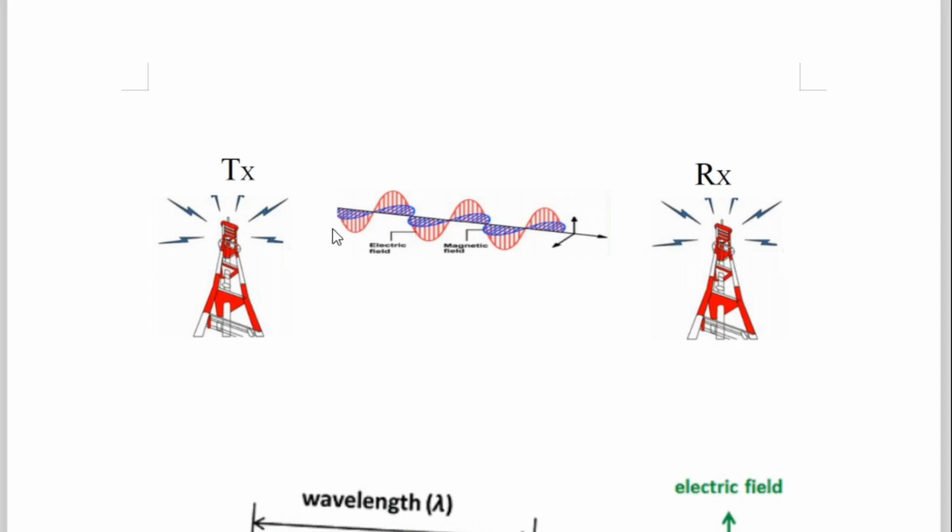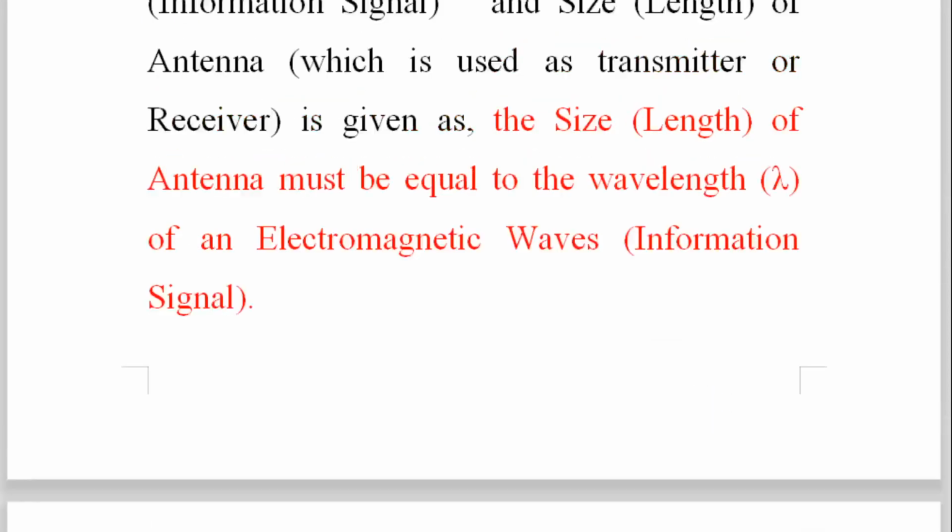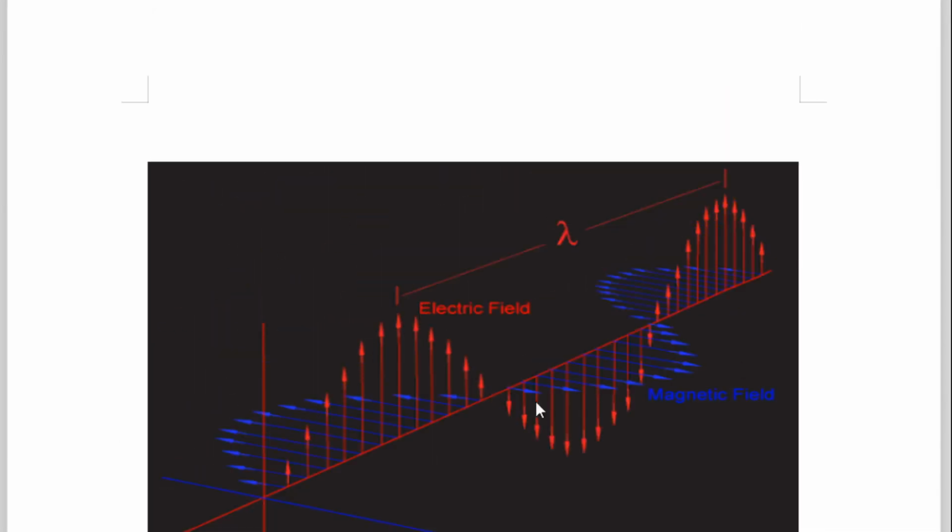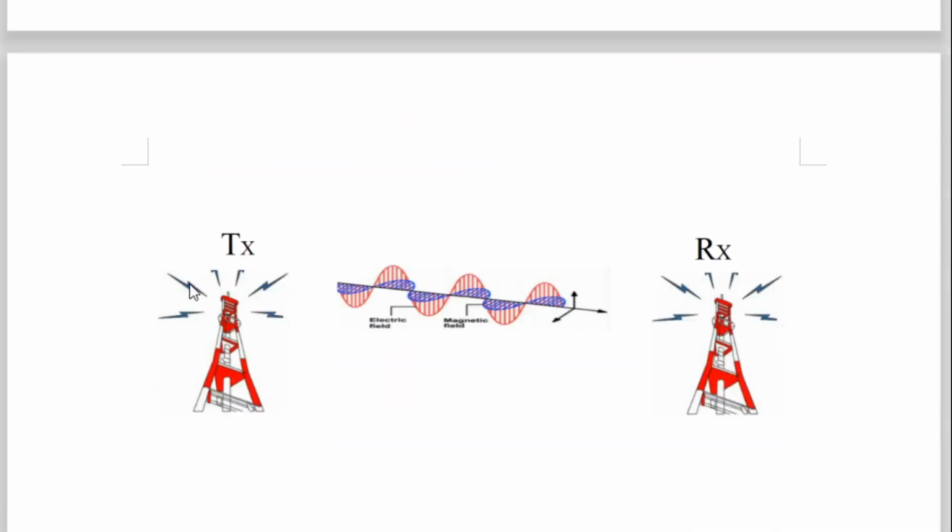Electromagnetic waves, see here, electric field and magnetic field. Electric field is shown in the red line and magnetic field is shown in blue lines. Both are perpendicular to each other. As I already showed you in the first slide, the red line is your electric field and the blue lines are the magnetic fields. So here also that is there. In this way, the information is transmitted from transmitter to the receiver with the help of electromagnetic waves.